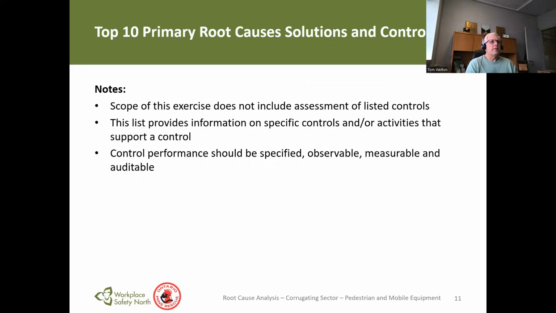Some of the notes that we really focused in on during the root cause analysis is the scope of the exercise does not include an assessment of listed controls. So at the end of our root cause analysis, once we've identified the primary causal factors that are reviewed in the last slide, we engaged the subject matter experts in providing a list of potential controls that could address those primary causal factors. This list of controls provides information on specific controls and activities that support the control, and control performance should be specific, observable, and measurable, as well as auditable in the workplace.